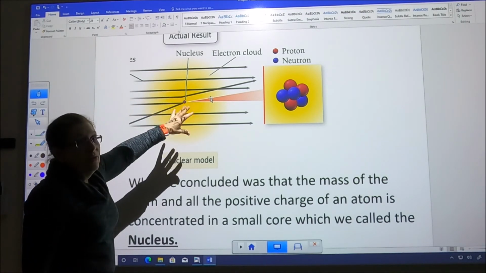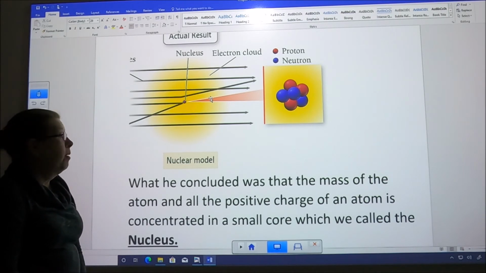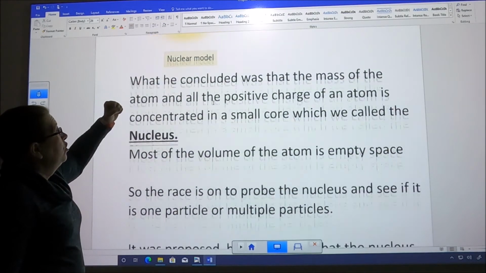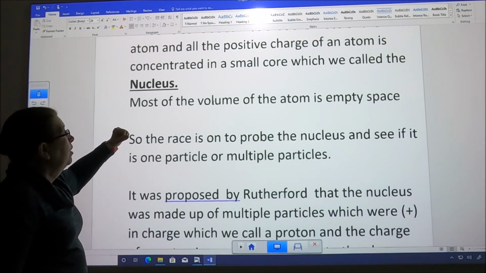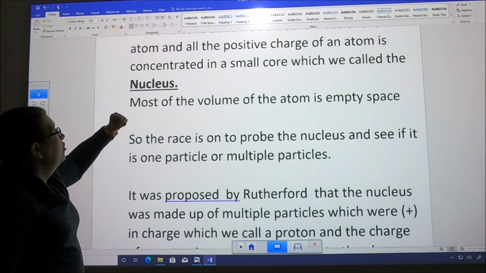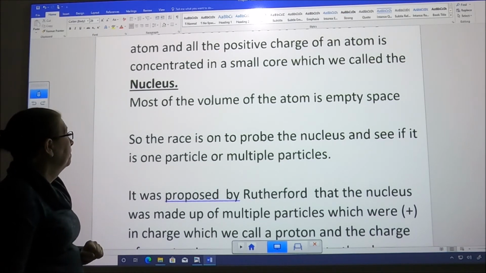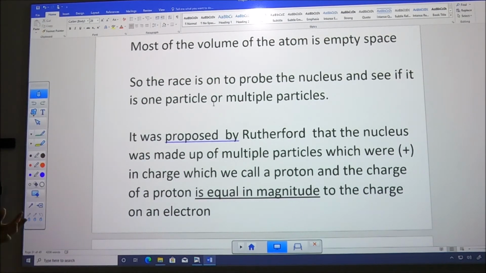So Rutherford's gold foil experiment gives us what's called the nuclear model of the atom, okay? Which says that almost all of the mass and the positive charge of the atom is concentrated in the core, which we call the nucleus, okay? Most of the volume of the atom is empty space.